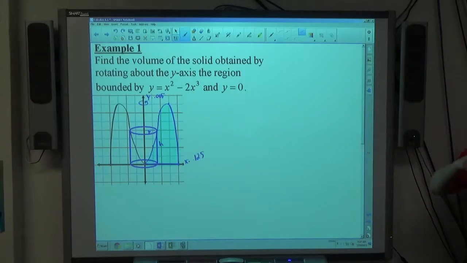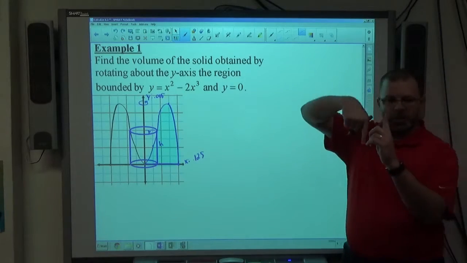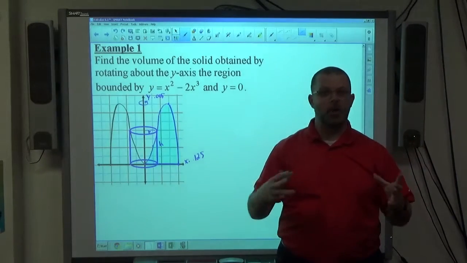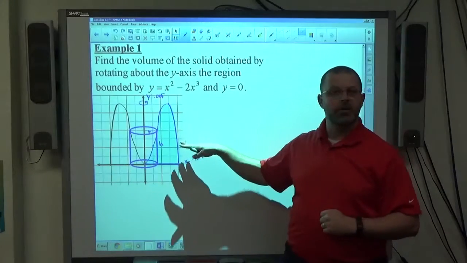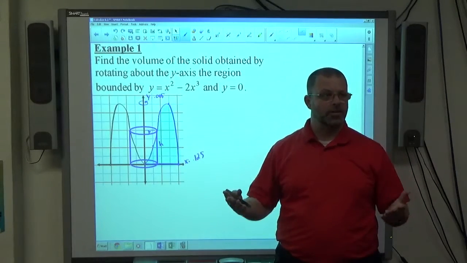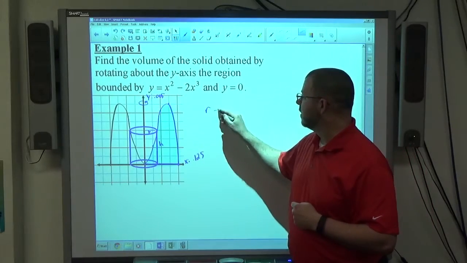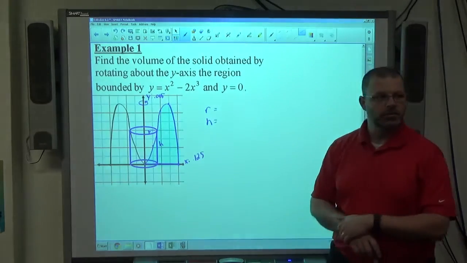When I'm doing a vertical axis rotation, if I was doing the washer method, I'd want everything about y. When I'm doing the cylindrical shell method, I want everything about x. It's backwards, it's the other one. So I need the radius in terms of x and the height in terms of x.